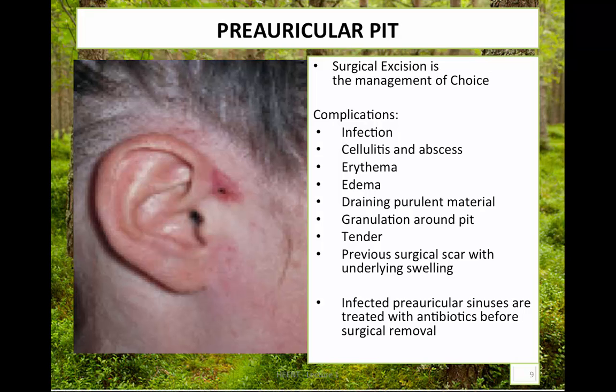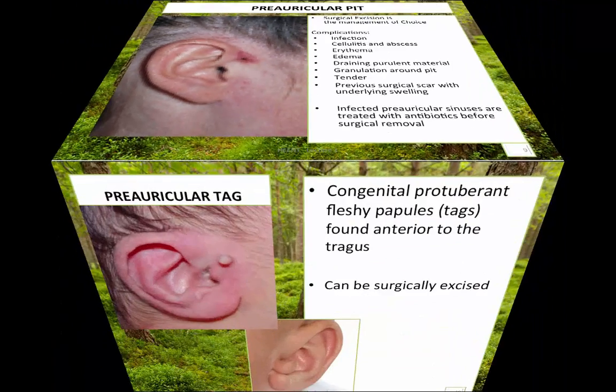Complications of preauricular pits can include infection, which may also include cellulitis and abscess, erythema, edema, draining purulent material, granulation around the pit, tenderness, and previous surgical scar with underlying swelling. An infected preauricular sinus should be treated with antibiotics before surgical removal.